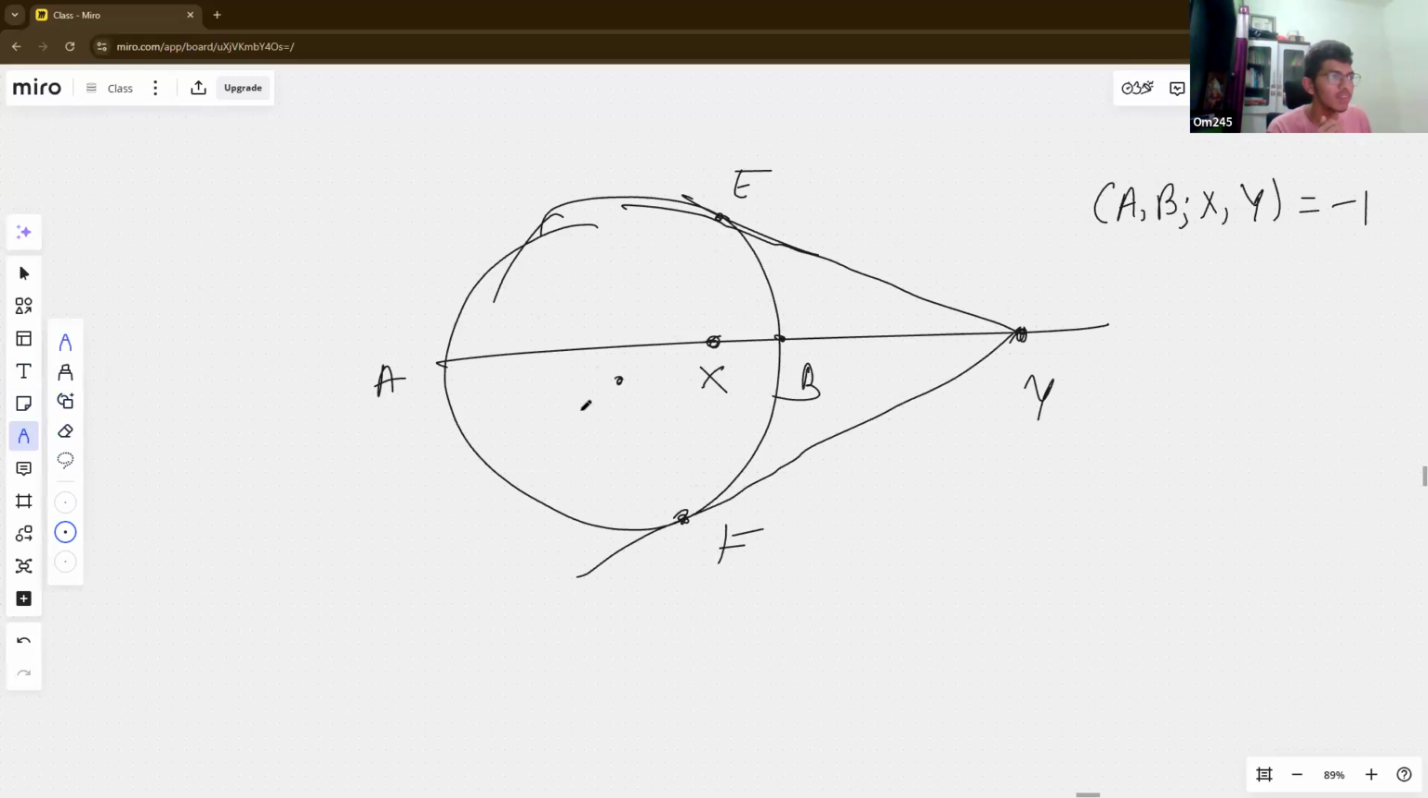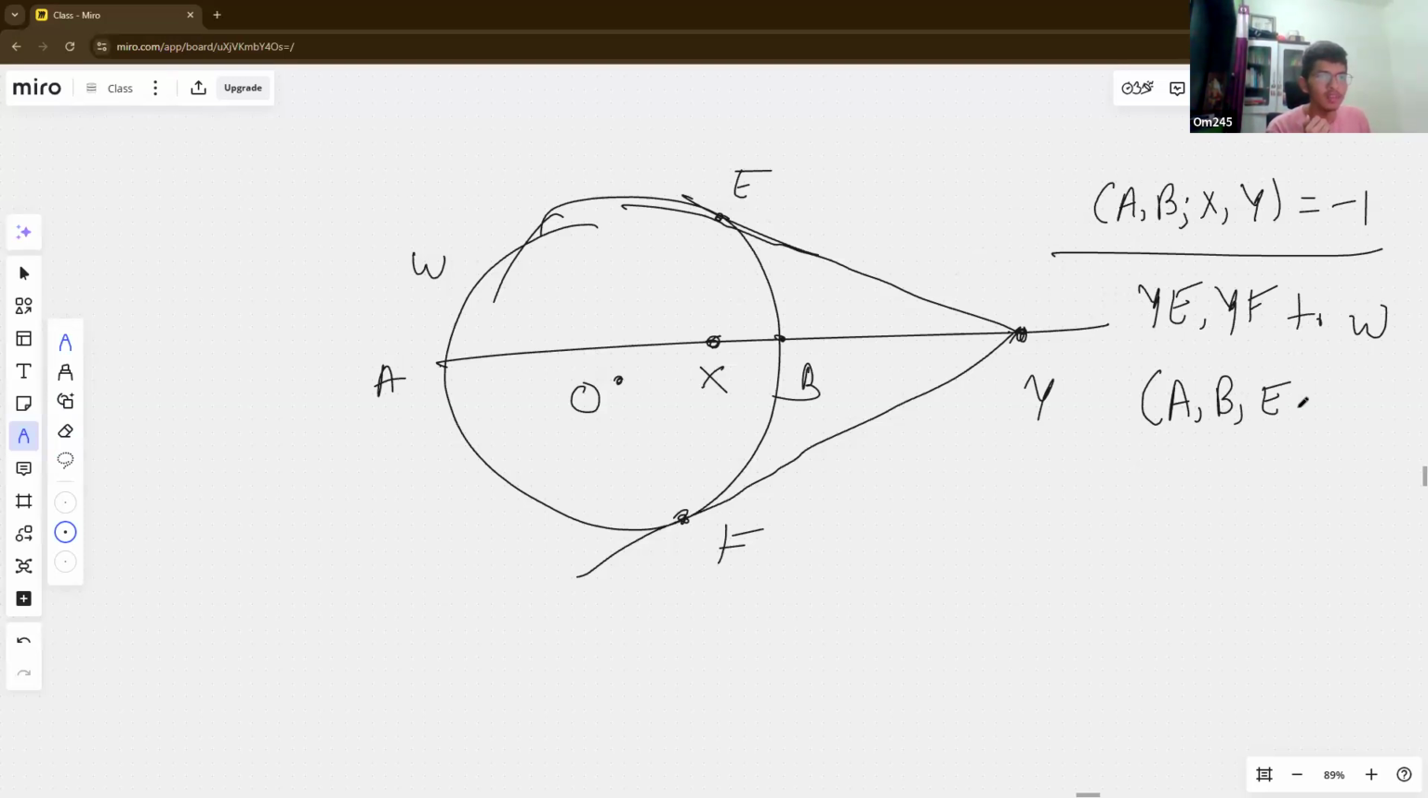So consider some circle omega and some line AB and XY such that this is harmonic. Now consider the tangents YE and YF to omega. Then we have another nice thing, that ABEY is harmonic. Can you guys see how? I will give a few minutes to guess.